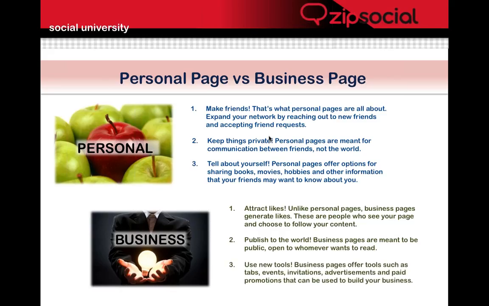And there are some really cool new tools that you can use. You can use things like tabs, events, invitations, some advertisements, and paid promotions and things like that. And we're going to go over a few of those here in a little bit. So the key thing I want you to remember is that even though they're very separate and different entities, business and personal pages are really linked together. You can't have a business Facebook page without first having a personal page. And the way you'll get into your business Facebook page is accessing it through your personal page.